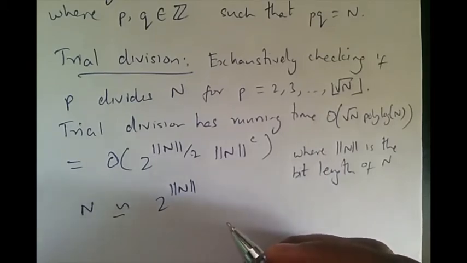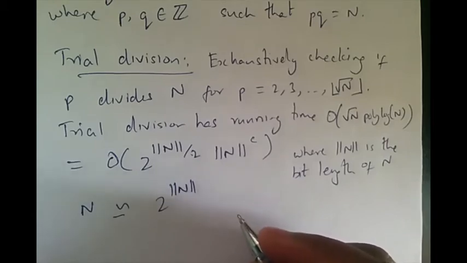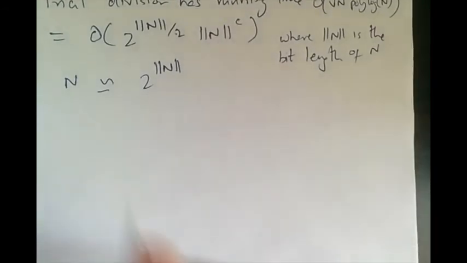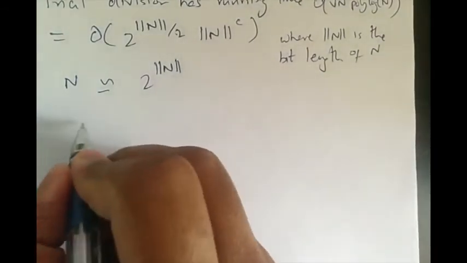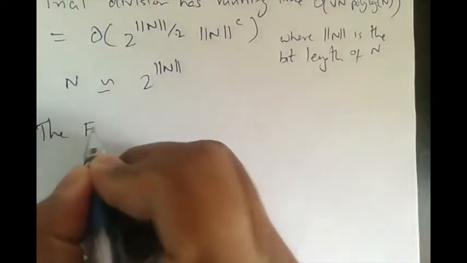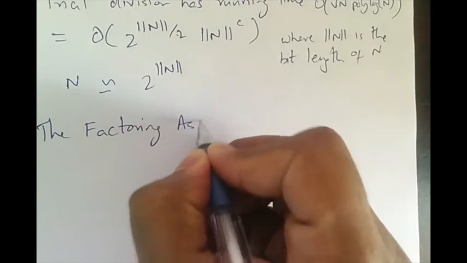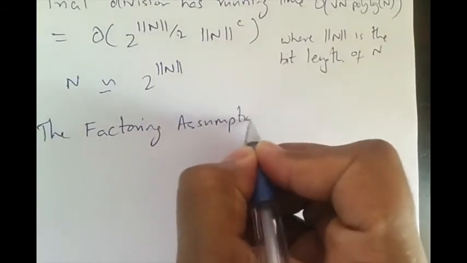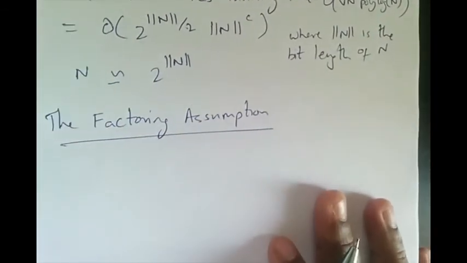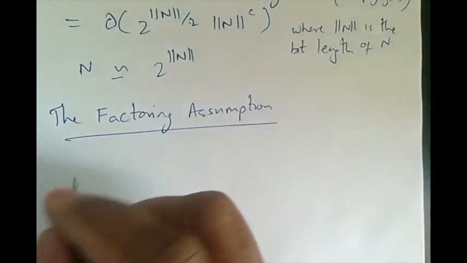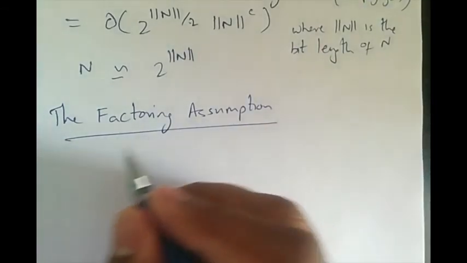So in general, finding factors of a large integer is hard. This hardness is captured in something called the factoring assumption. So what is the factoring assumption? Let there be an algorithm which will output some n.